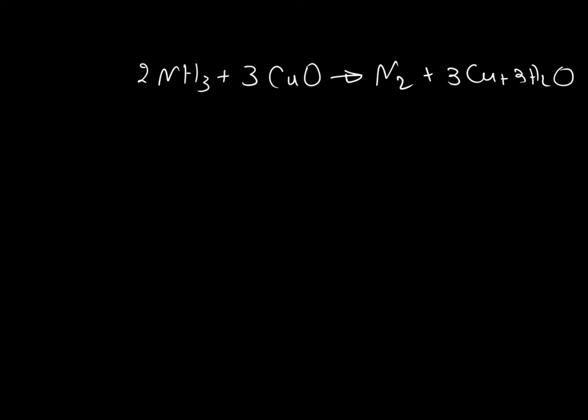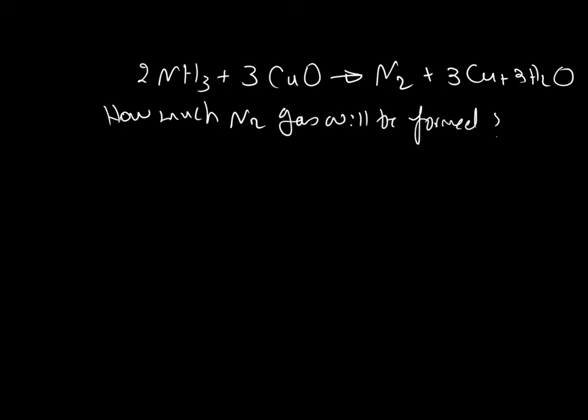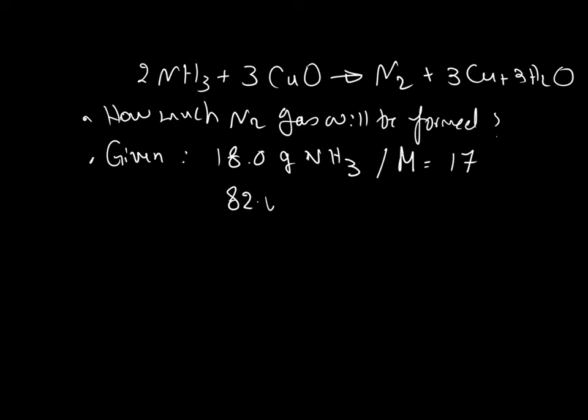I have another problem here for you. If we have 2NH3 reacts with 3 CuO to produce nitrogen plus 3 Cu plus 3 H2O. What are you asked? You are asked to calculate how much nitrogen gas will be formed, and it's given to you the mass of ammonia, NH3, 18 grams of ammonia are used, and you are given also the molar mass of ammonia, and from copper oxide you are given 82 grams of copper oxide, and the molar mass is 80.